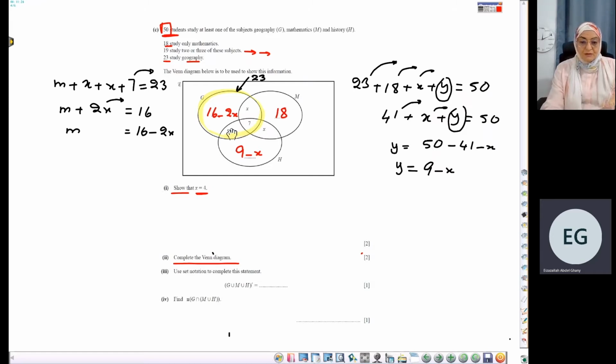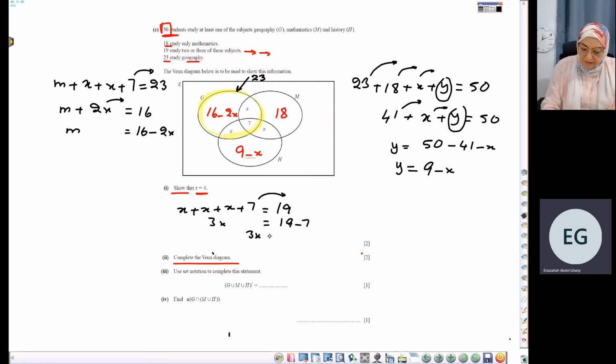And this x study 2 subjects. It means that x plus x plus x plus 7, they add up to 19. So we'll write here x plus x plus x plus 7 add up to 19. So it is 3x equals 19 minus 7. So 3x equals 12. And divide both sides by 3, x equals 4.